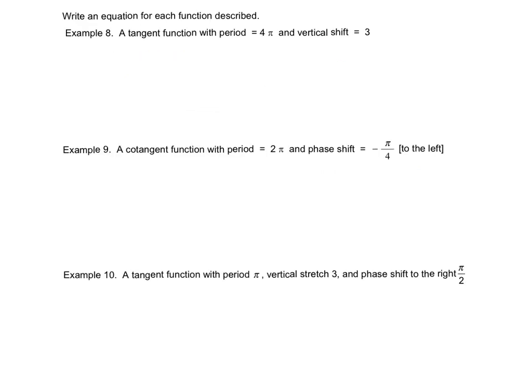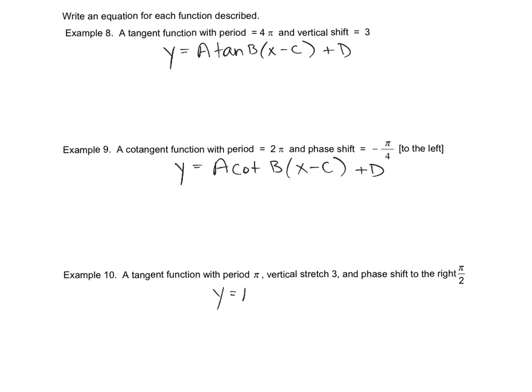Finally, we're going to look at writing an equation from the description of a function. So in example 8, we know that we're going to have a tangent function, and so this looks like this, as my parent function. And so we can actually go ahead and write in our parent functions here, except this one's cotangent. And now we're back to tangent here. And now we just have to go through the descriptions and identify what we have for transformations.